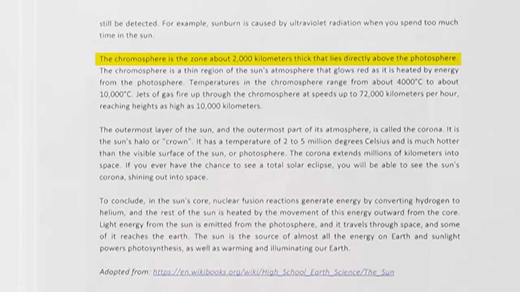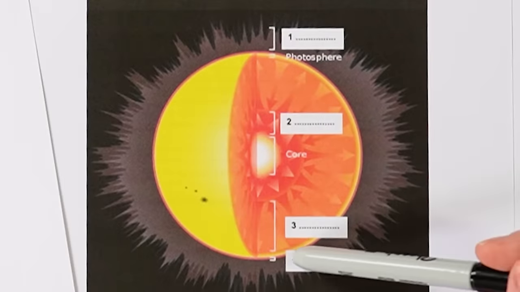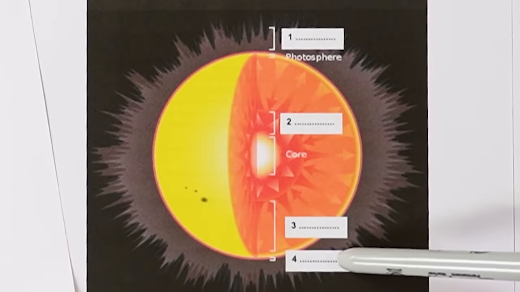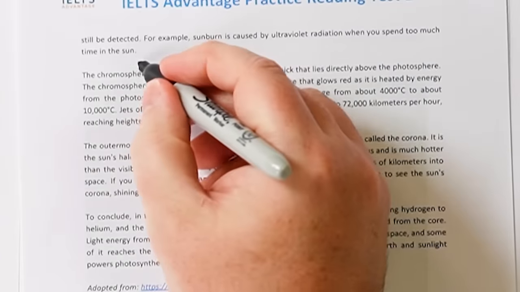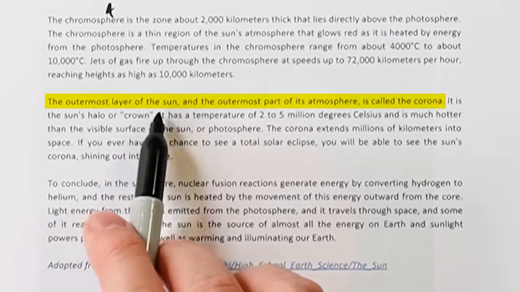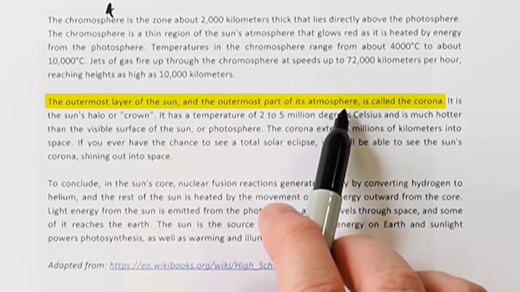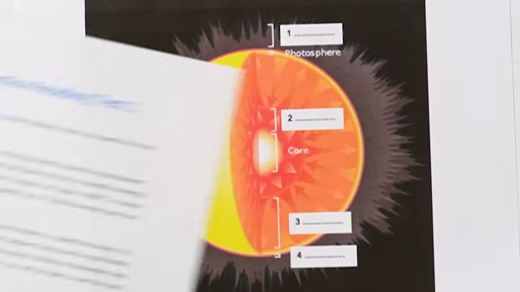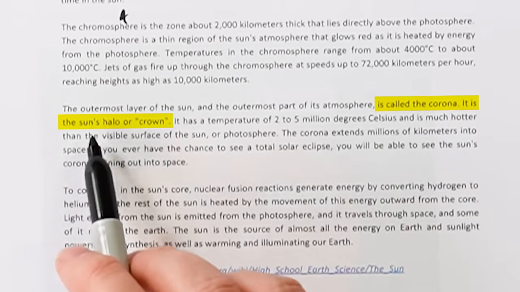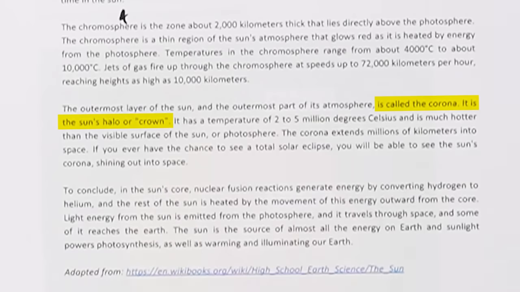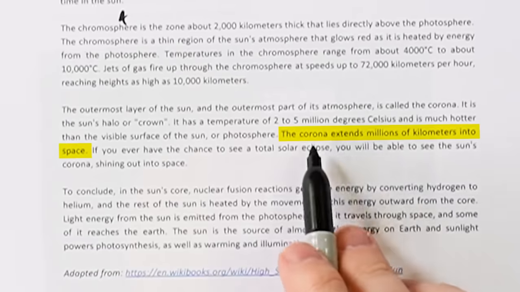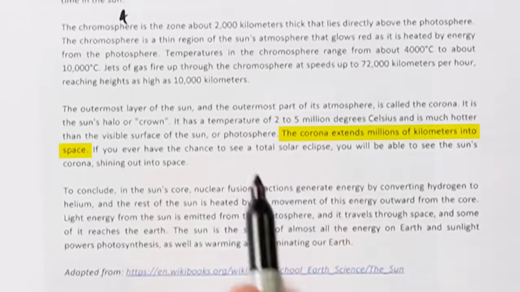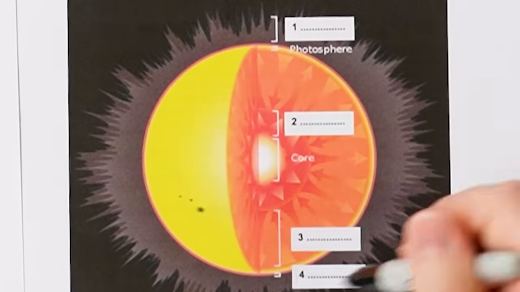So the chromosphere is the zone about 2,000 kilometers thick that lies directly above the photosphere. So chromosphere above this. So number four is probably chromosphere. So we'll put a little four here, but we're looking for number one. So the outermost layer of the sun and the outermost part of its atmosphere. So atmosphere means the thing that is surrounding a star or a planet. That looks very much like this thing here, the atmosphere. Is called the corona. It is the sun's halo or crown. So halo is something on top. The corona extends millions of kilometers into space. So it is extending millions of kilometers into space.